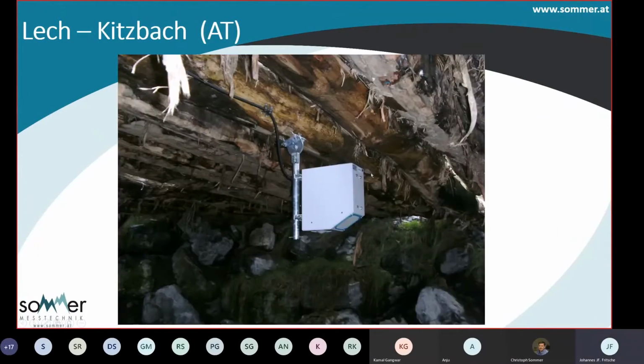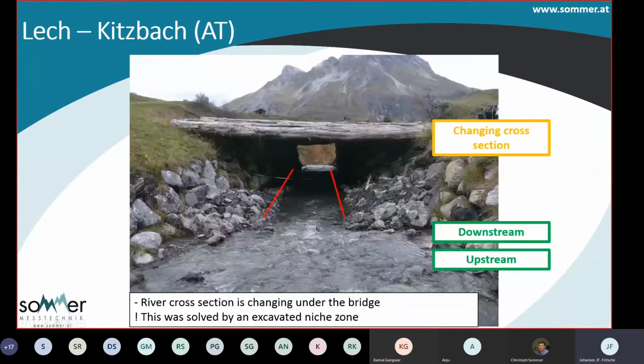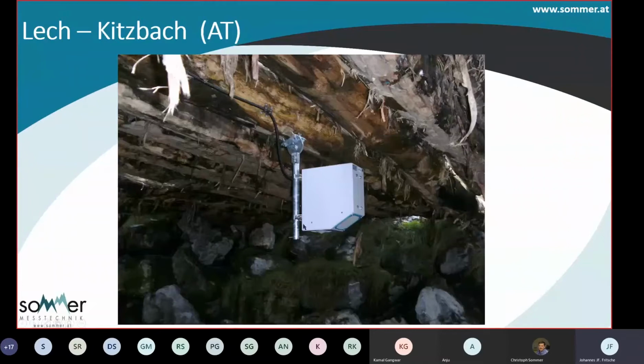This is an example of where the instrument is mounted. Look here, where the instrument is mounted right underneath the bridge and attached to the wooden planks of the bridge. And here it looks upstream of this bridge.